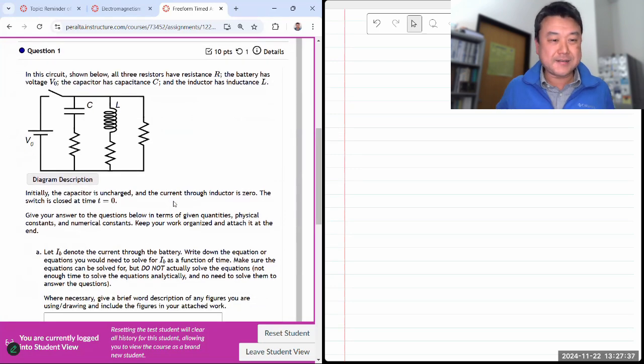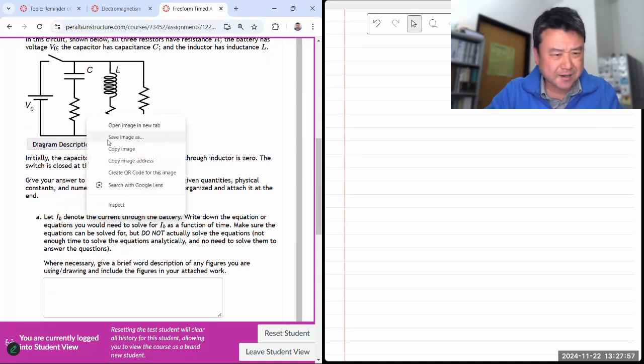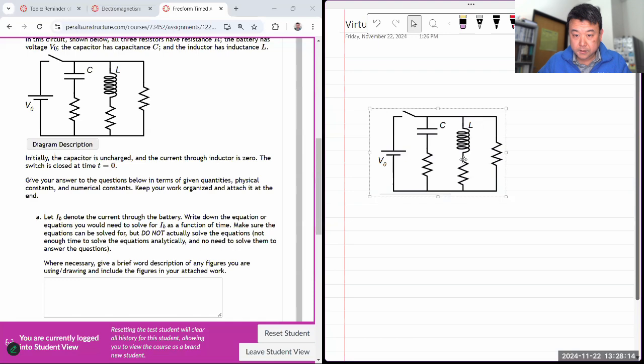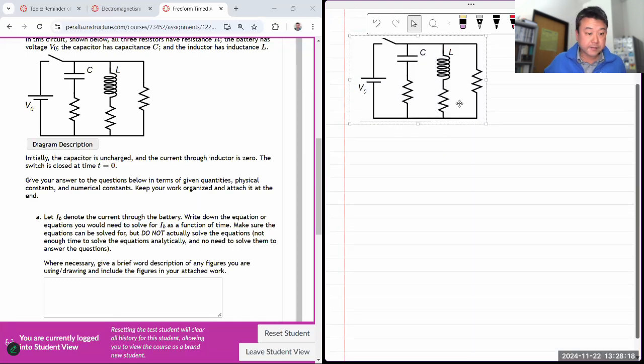Okay, it says in this circuit shown below, they all have resistance R, voltage V naught, capacitance C. Initially the capacitor is uncharged. Give your answer in terms of the given quantities. Let me start labeling this. This is hard to read and to keep in my head, so let me write stuff down so that I don't forget.